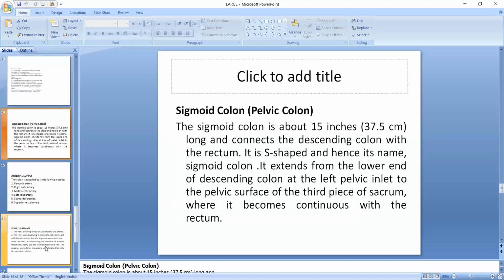Sigmoid colon, and we can see the pelvic colon too. The sigmoid colon is about 15 inches long and connects the descending colon with the rectum. It is S-shaped and hence its name sigmoid colon. It extends from the lower end of the descending colon at the left pelvic inlet to the pelvic surface of the third piece of the sacrum, where it becomes continuous with the rectum.